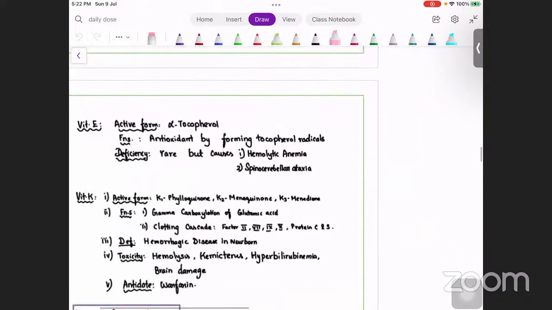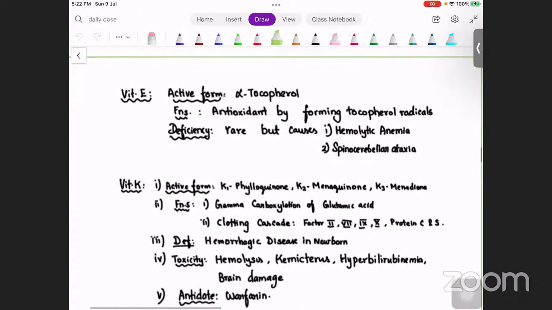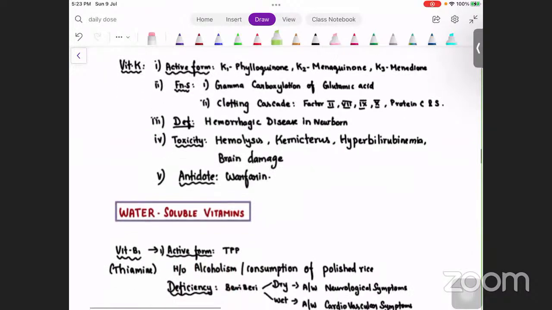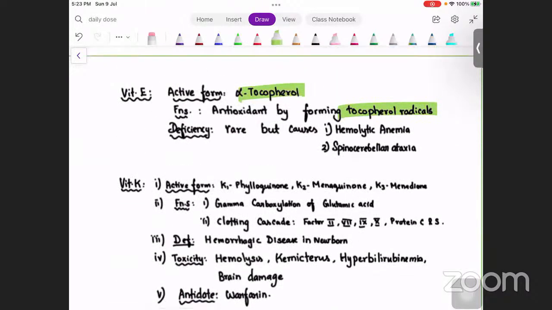Next is E. For E, only 1 point. The active form of vitamin E is tocopherol. It binds with free radicals and converts them to tocopherol radical, eliminating them. Deficiency is quite rare, but it can cause hemolytic anemia and spinocerebellar ataxia. The only point you have to know is that the active form is alpha tocopherol, which binds with free radicals and eliminates them. That's why it is an antioxidant.